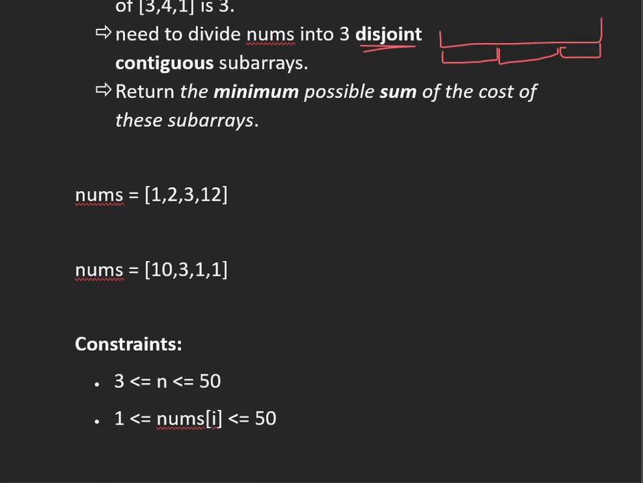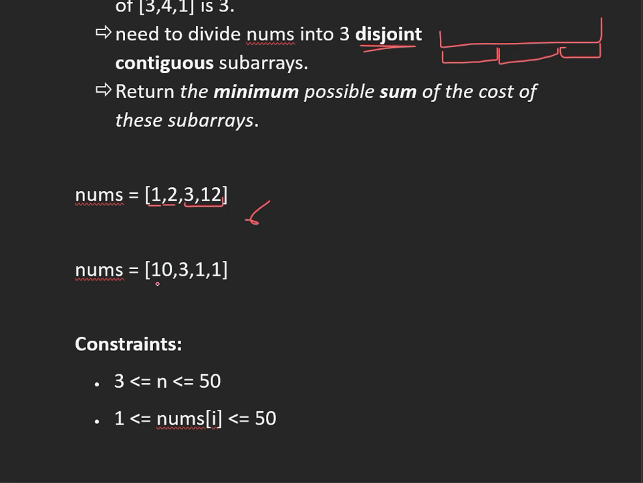So let's see an example. Here we are given an array 1 2 3 and 12. What are the different subarrays that we can take? We will take 1 alone, 2 alone, and then 3 and 12. So the overall cost will be 1 plus 2 plus 3, that is 6.